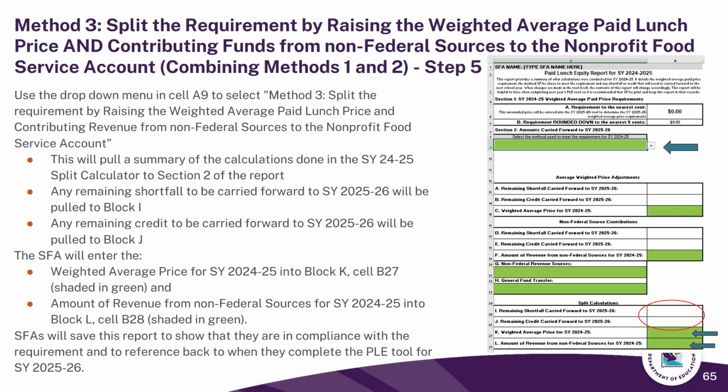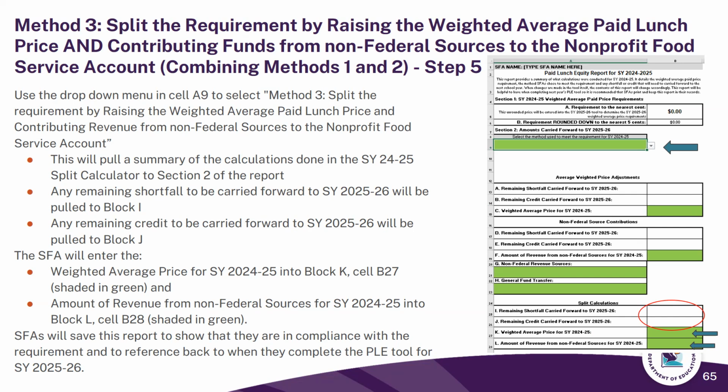Method 3, Step 5: use the drop-down menu in cell A9 to select Method 3, split the requirement by raising the weighted average paid lunch price and contributing revenues from non-federal sources to the nonprofit school food service account. This will pull a summary of the calculations down into the school year 24-25 split calculator in section 2 of the report.